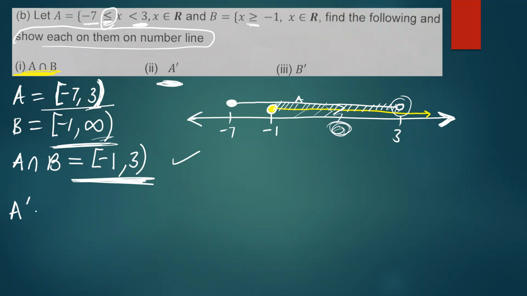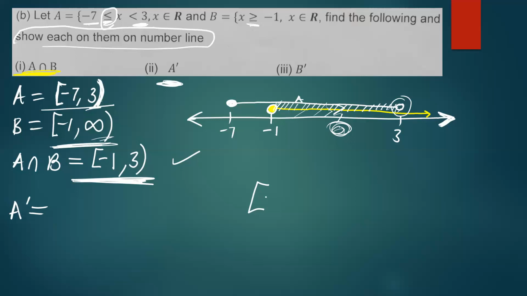So to find A complement. I also got a question. How do you know the kind of brackets to put? Did you watch the previous video? Because I believe you joined late. So you should find time to watch the previous video. I explained what these brackets mean. So let me just do a quick revision.